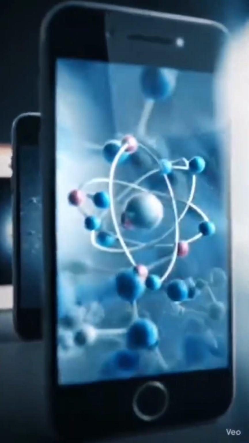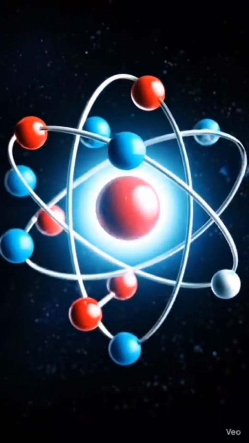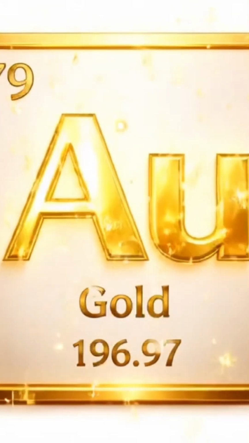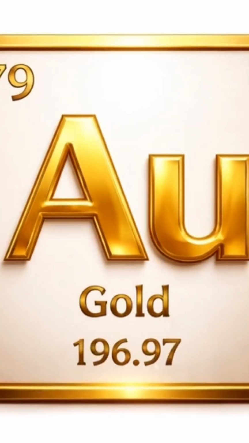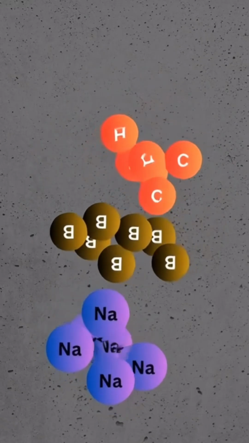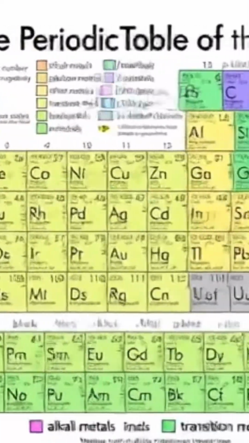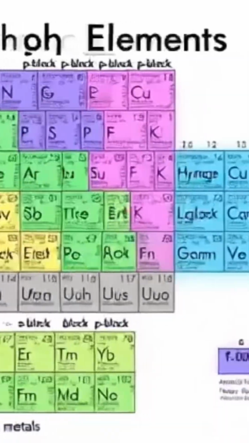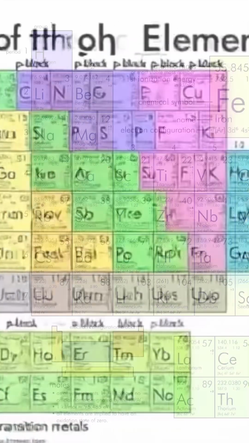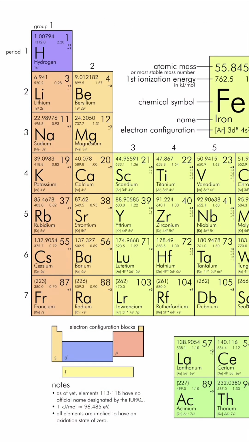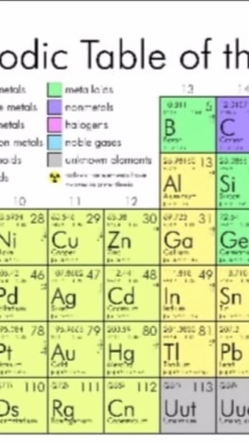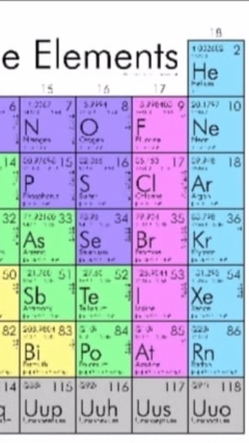An atom is the smallest part of an element that can exist. An element is a pure substance made of only one type of atom and cannot be broken down into simpler substances by chemical reactions. There are around 118 known elements, shown in the periodic table using chemical symbols. Most metals are found on the left and center of the table, while non-metals are found on the right.